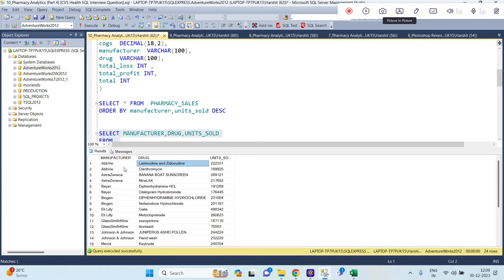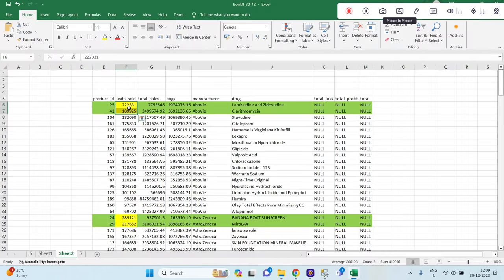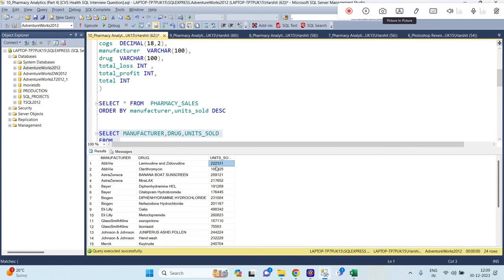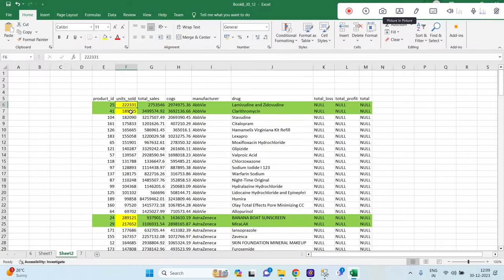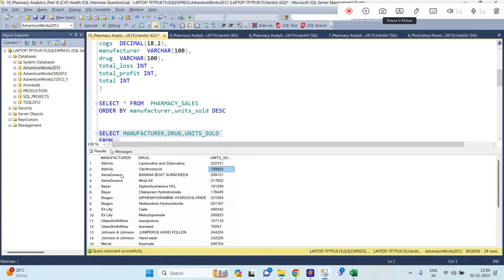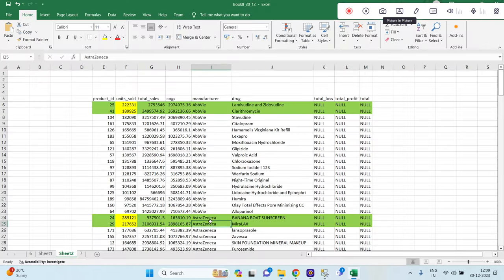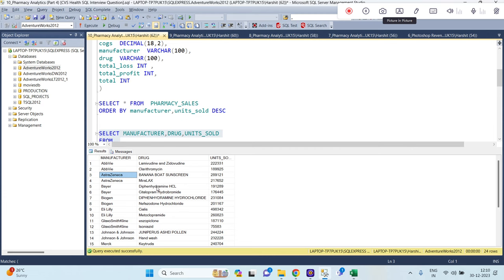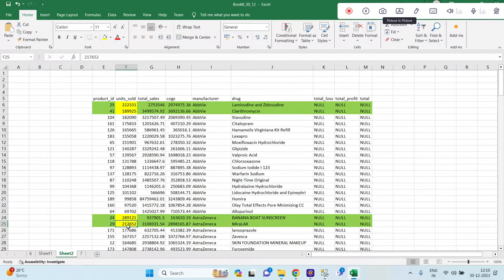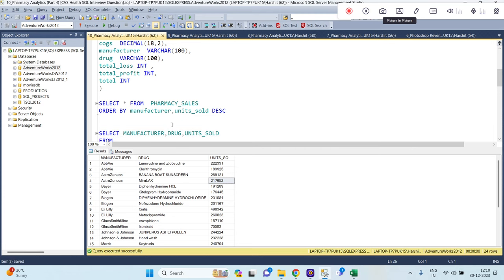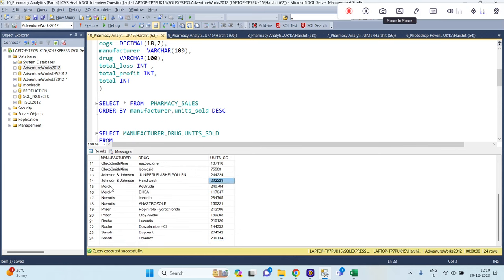If you see for this abbreviation, 222331 is given. Then again 189925 is given. Then this one is changing to AstraZeneca. So again 289121 is given, and 217652 is given. So you got it, right? For each manufacturer, the top two drugs sold based upon units sold, which is highest units sold, right?